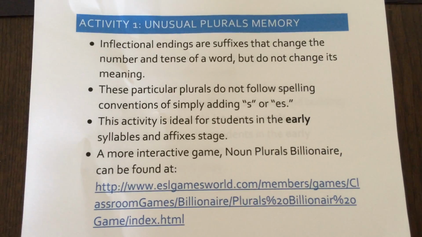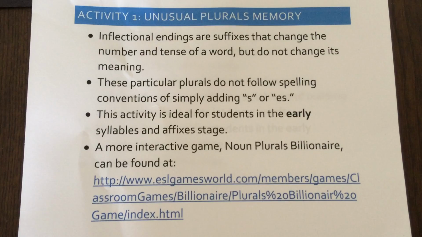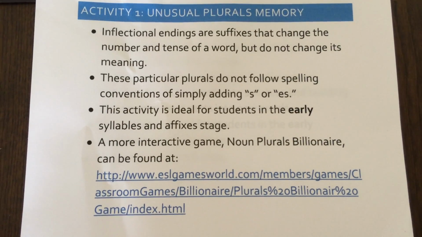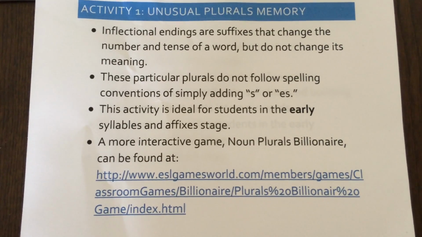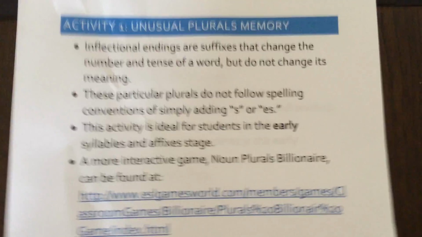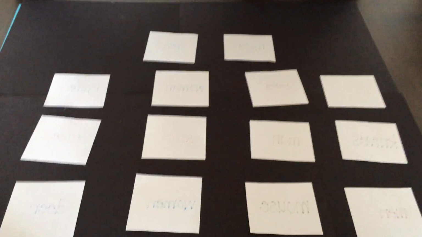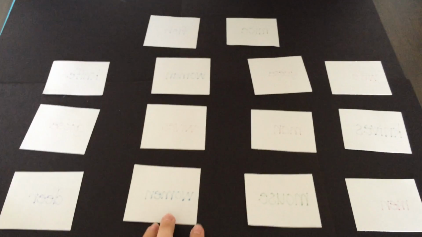So this activity is ideal for students in the early syllables and affixes stage, and I have a link to a more interactive game called Noun Plurals Billionaire that you can find online, or you can just Google Noun Plurals Billionaire and it'll pop up on the home page. I chose this game because everybody knows how to play memory. It's a fun game and students of all ages can do it.